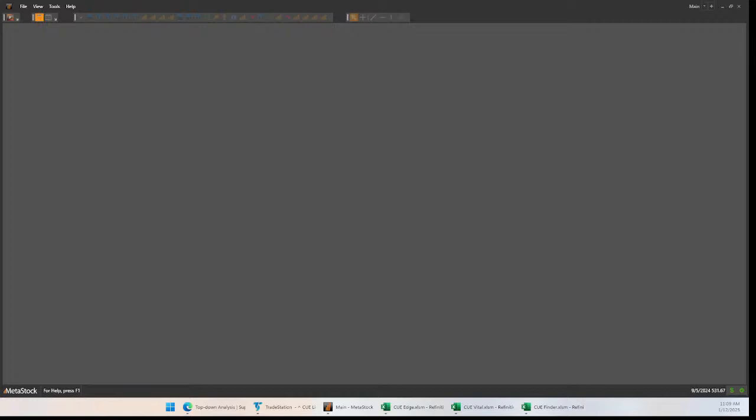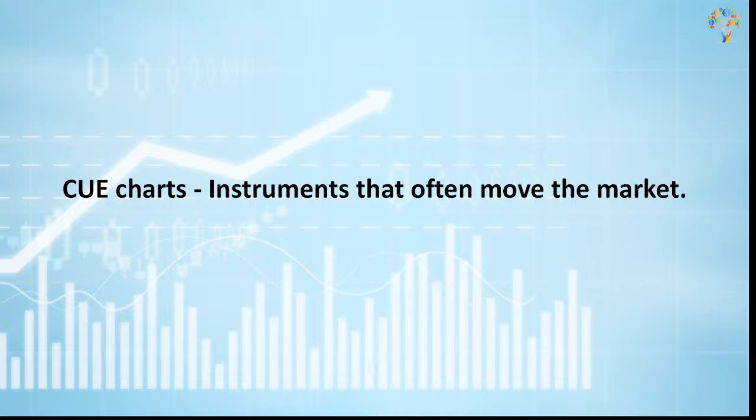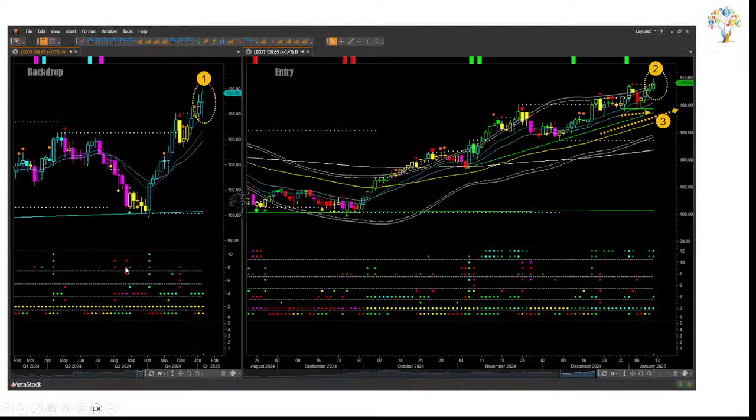We'll try to find some buy candidates in today's market condition. How is the market condition? Let's look at that. Q charts of instruments that often move the market. Dollar index.